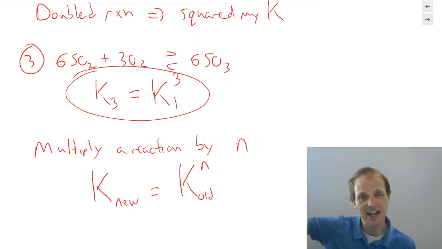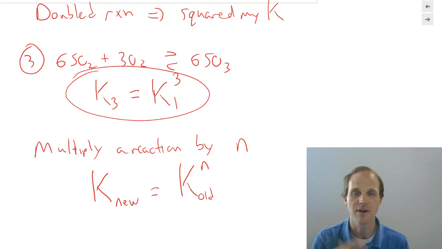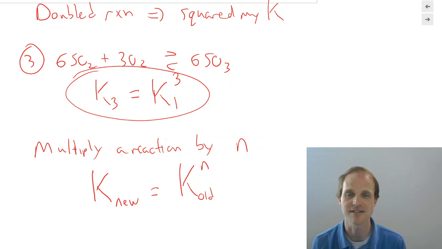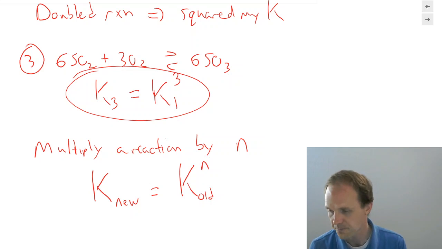And if you remember way back many videos ago, one of the first questions we asked was, we've got this K value, what happens to K for the reversed reaction? And we said it was just 1 over our initial K. Well, that's what K to the -1 is. So this is a general rule, and it applies for any value of n, including non-integer values and negative values. Okay?